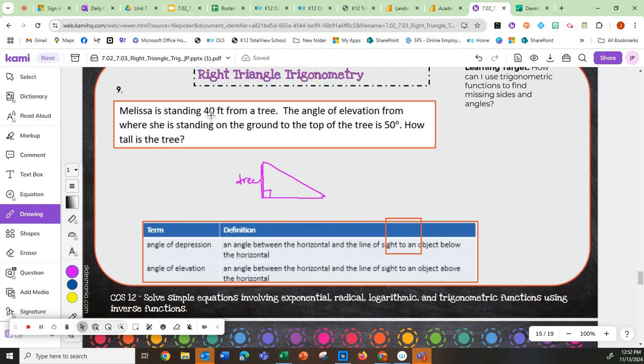It says Melissa is standing 40 feet from the tree. So Melissa, I'm not an artist, don't laugh. She is standing 40 feet from the tree.